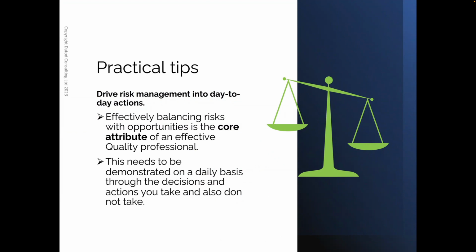And really, you need to start driving risk management, not just at the high level in terms of new product development, but into the core of the business. And as I said, balancing risks with opportunities is the core attribute of any effective quality professional. And you need to make sure that you start building your organization in terms of capability, so that people can demonstrate that on a daily basis, in terms of their ability to make risk-based decisions.